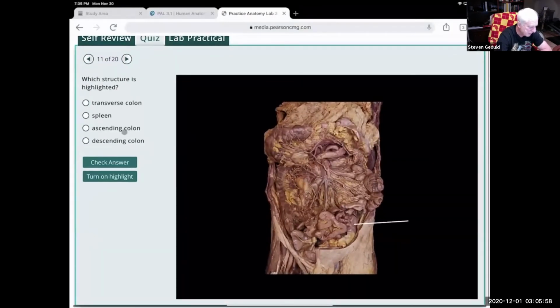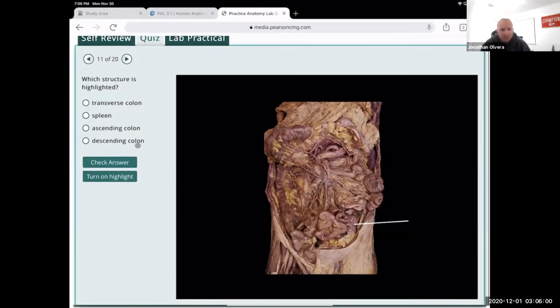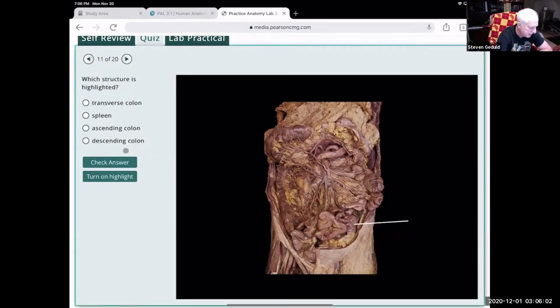So of those four, descending colon. Yep, of those 4 options, the best one would be the descending colon. You'd have to make a hard argument for sigmoid or descending because it looks like it's right at that conversion spot. But the best choice out of those 4 is your descending colon. Better be right. Yeah, it is.